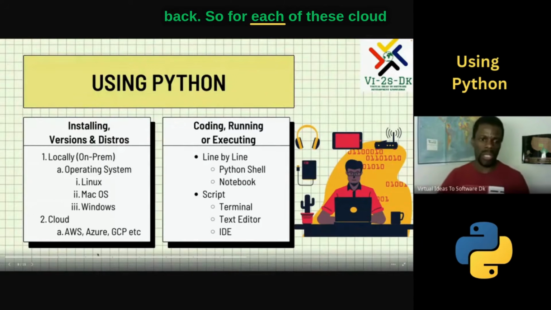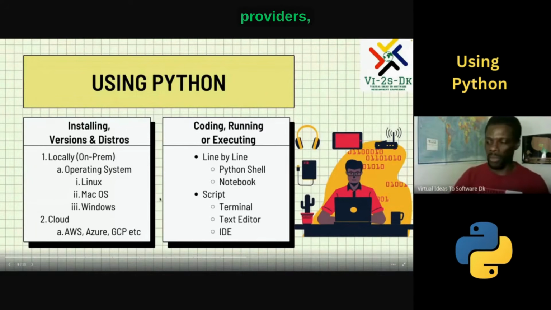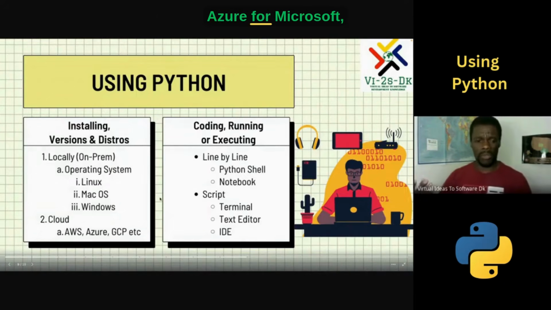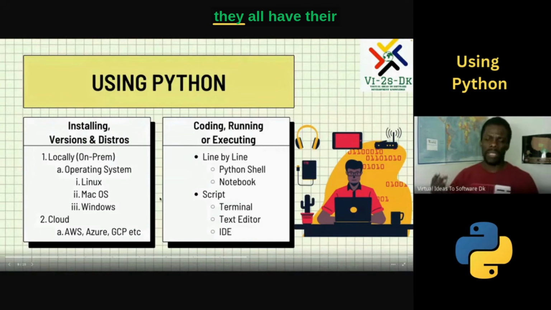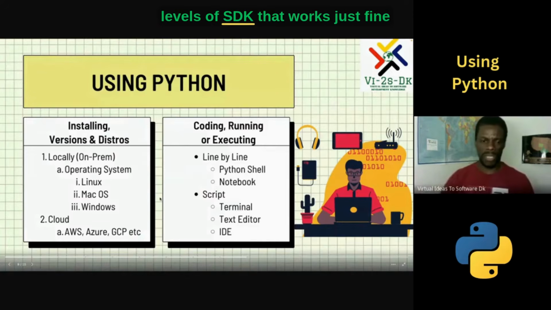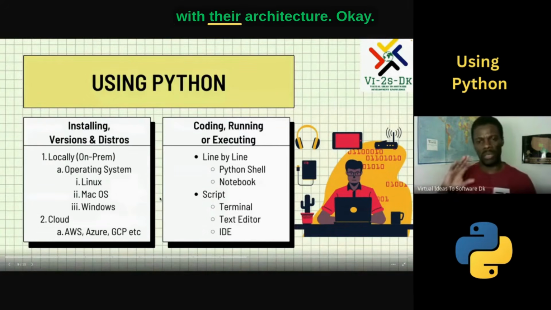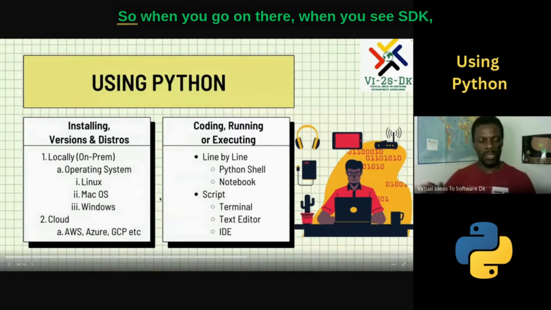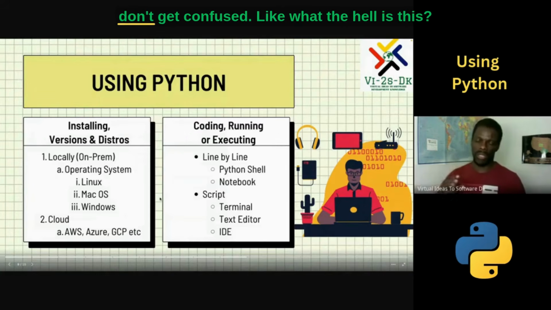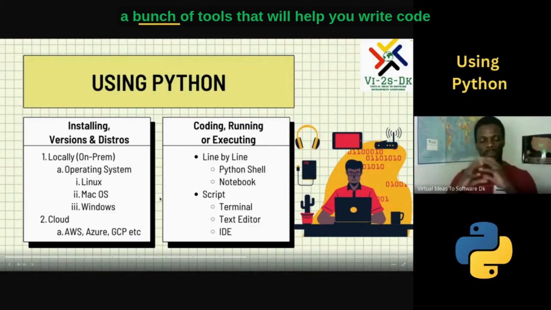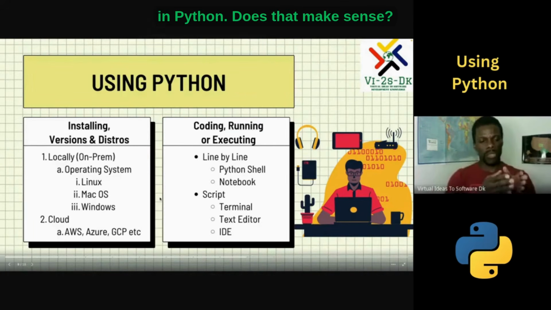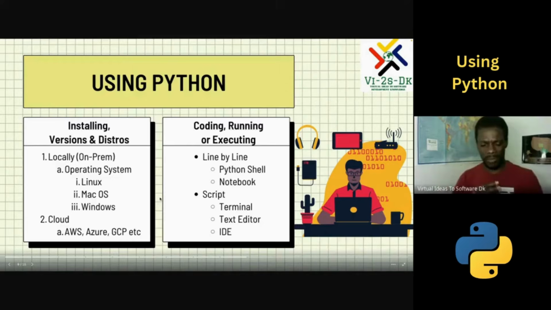So for each of these cloud providers, AWS for Amazon, Azure for Microsoft, GCP, Google Cloud Platform, they all have their different flavors of SDK that work just fine with their architecture. So when you see SDK, don't get confused like, what is this? They're not talking about MeDK, they're talking about SDK. It's just a software development kit, a bunch of tools that will help you write code in Python. Does that make sense?